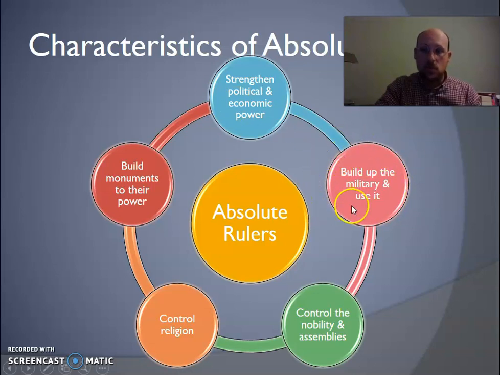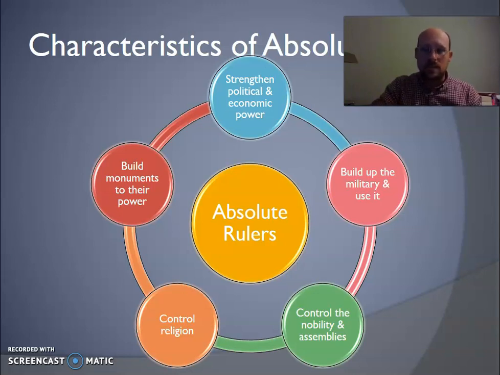You'll see absolute monarchs build up the military and use it to achieve political means. You'll see them try to control the nobility and any assemblies, parliaments, or states general, or other things like that. They need to control the nobility because that's another group that has power and might have interests different from the monarch. You'll see absolute monarchs try to control religion within their realms. And you'll often see them build physical monuments to their power. Castles, palaces, whole cities, just as examples of how great the monarch is.